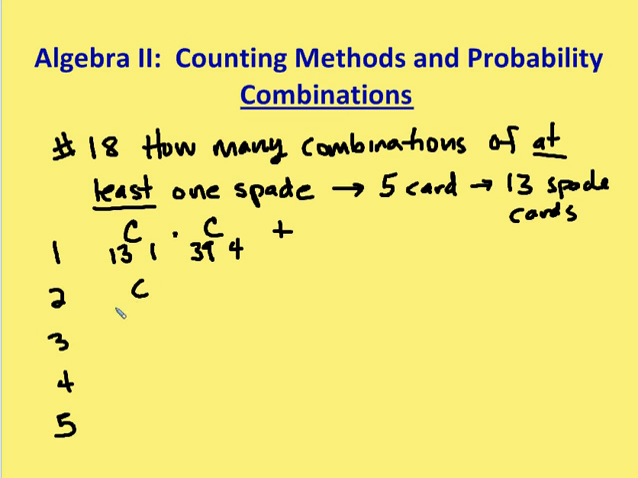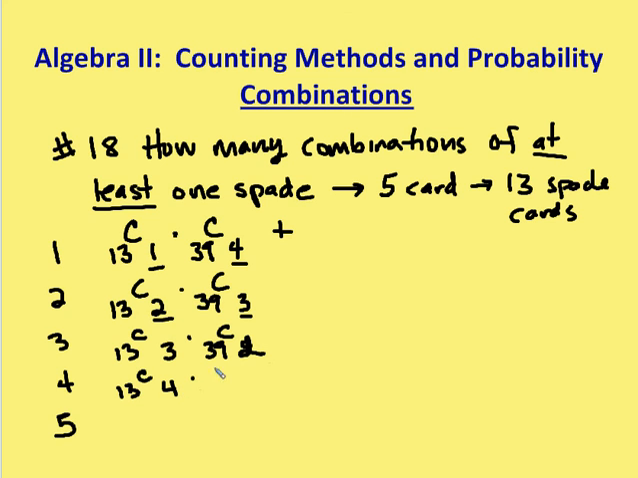And then I'm going to add that to a case where I choose 2 spades, so I have the 13 spades, I choose 2 of them, and I'm going to multiply it by a combination of 39, choose the number of cards I have left, which is 3. See, these total the 5 cards that I'm choosing. And I continue this process: 13, choose 3 spades, and I have 39 cards, I choose 2. I have 13 cards, I choose 4 spades, and I have 39 cards left, I choose 1. And I have 13 cards, I choose 5, and then this is just going to be 1: 39, choose 0.